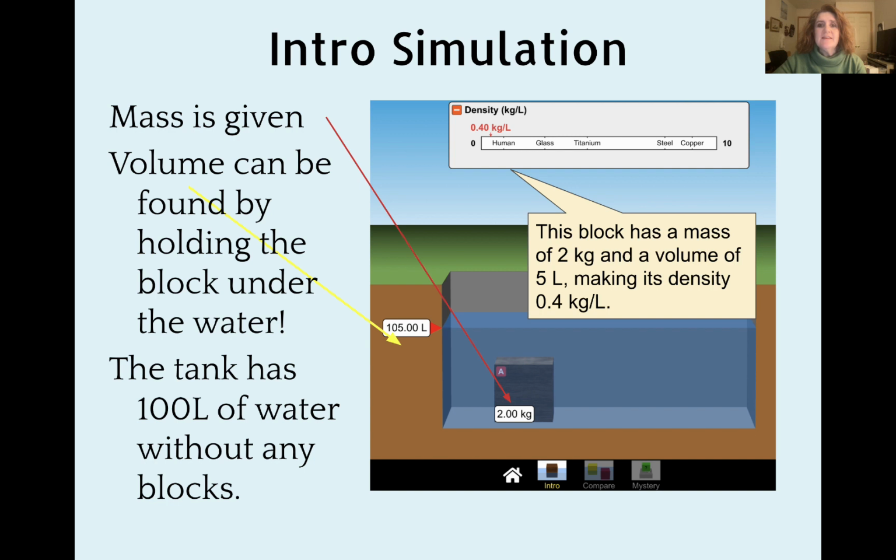The density then, on the intro anyway, is given to you at the top. So this block has a mass of 2 kilograms and a volume of 5 liters. It has a density of 0.4 kilograms per liter.